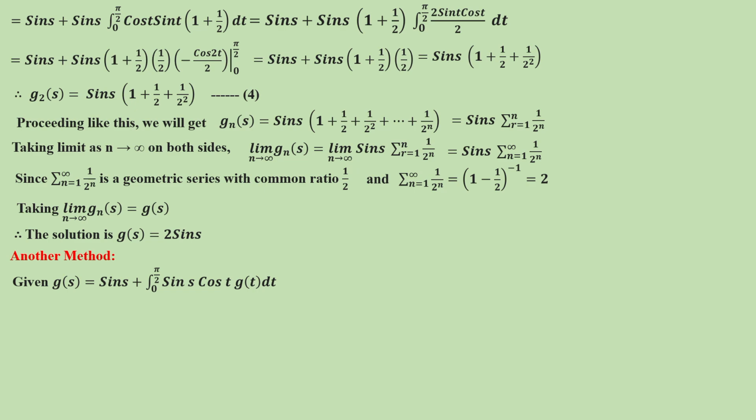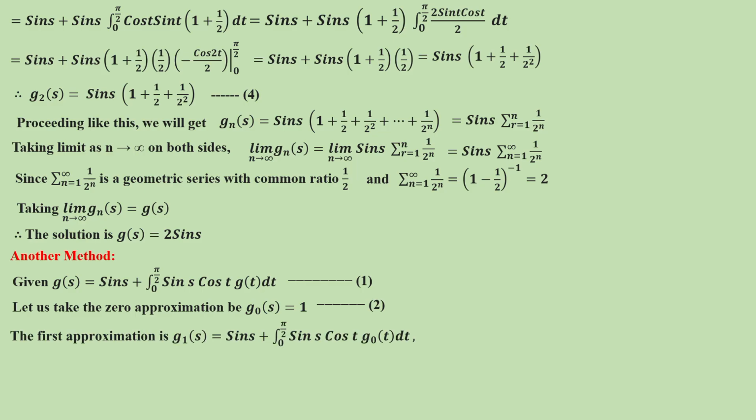So next method, if you are taking g of s is equal to sin s plus integral 0 to pi by 2 sin s cos t g of t dt, that is equation number 1. Let us take the 0 approximation g naught of s to be equal to 1. That is equation number 2. The first approximation is g1 of s is equal to sin s plus integral 0 to pi by 2 sin s cos t g naught of t dt, right?